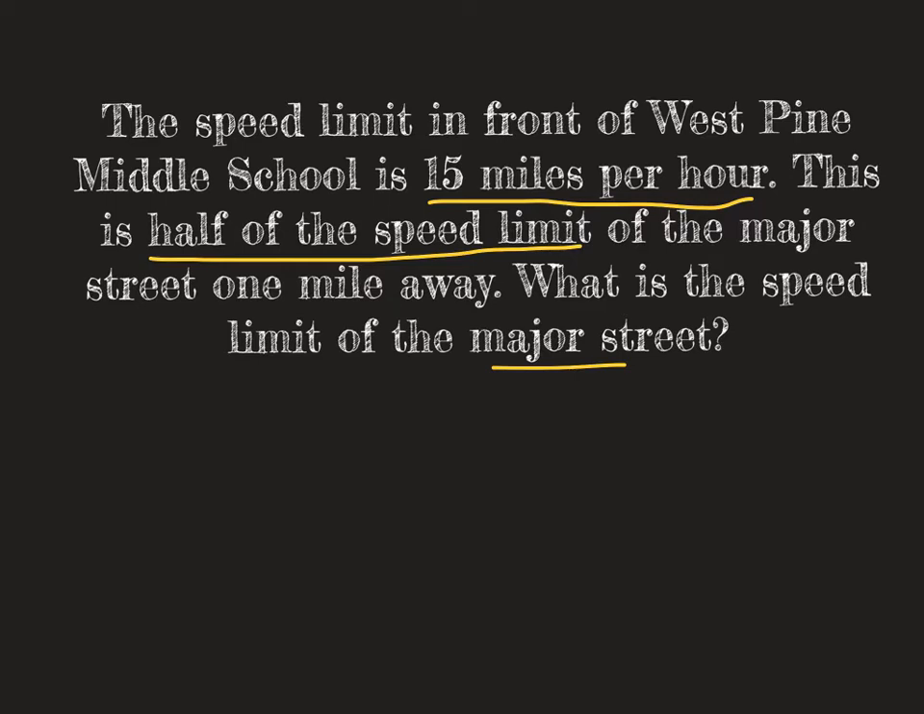All right. Remember, an equation has an equal sign. So it's going to equal something. Now, we need to ask ourselves, what is the total? What is it equaling? Well, the speed limit is equaling 15 miles per hour. So it equals 15. Now we need to figure out what is the other part of the equation. It says the 15 miles an hour is half of the speed limit of the other major street. So the other major street, we're just going to represent it as x. And then if that is half of it, that means it's x divided by 2 equals 15.